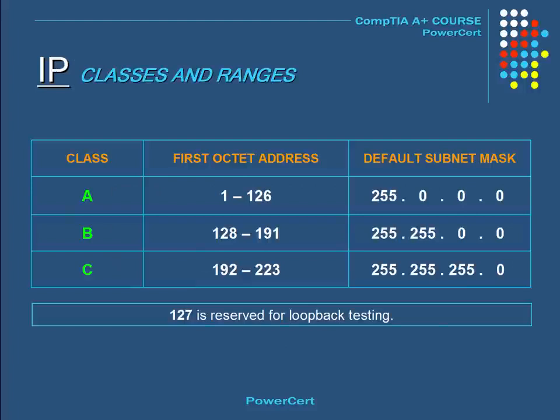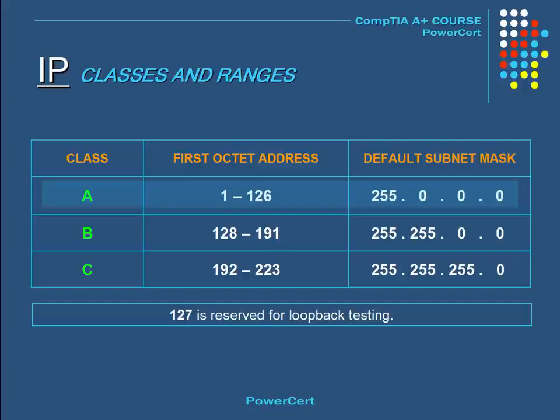IP addresses are assigned to different organizations and blocks, and these blocks are divided into 5 classes. But for the exam, you only need to know 3 of them. They are Class A, Class B, and Class C, and you can tell by the number in the first octet which class an IP address belongs to. So a Class A IP range is from 1 to 126. This class supports 16 million hosts on 126 networks. This class is mainly given to large organizations because of the tremendous amount of IP addresses it can give out.